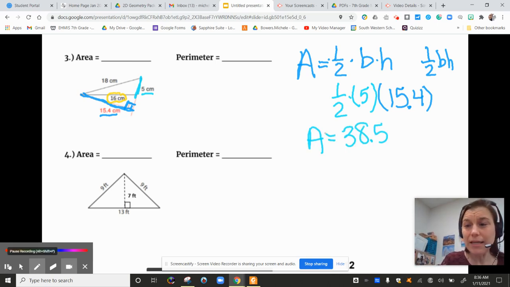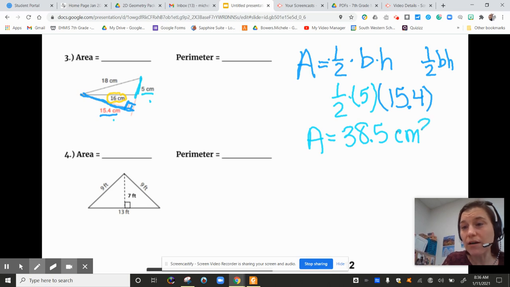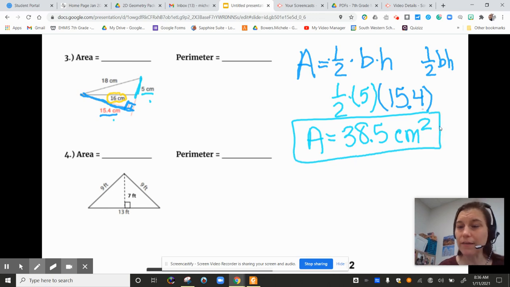38.5. And for my label, I look on the triangle and it's in centimeters. So remember though, when you're finding area, you're actually finding the number of squares. So we square our units. So it's centimeters squared. So that is how you find the area of a triangle.